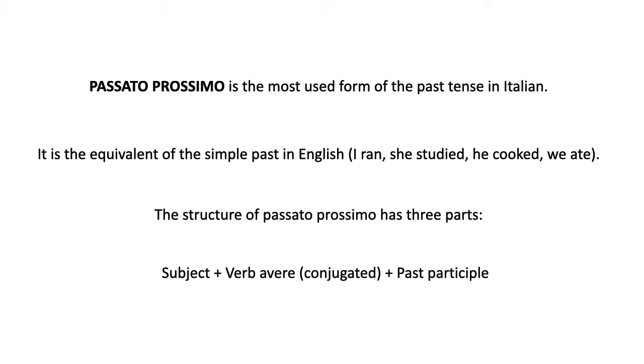And then the third part is the past participle that we learned to make last time, right? So I insist, guys, 3 parts. The conjugation of passato prossimo has 3 parts, 3 elements, okay? Subject, the verb avere conjugated, and then the past participle.